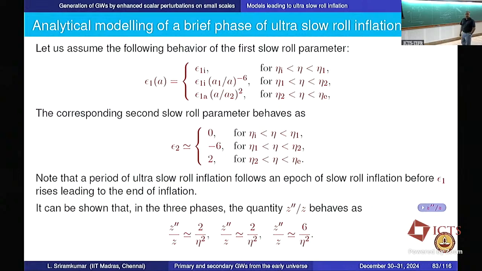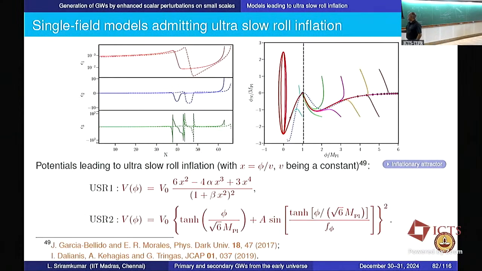And how do we calculate the power spectrum in such situations? It's not very difficult to do. There is a nice paper by Burns and others which helps us understand the shape of the power spectrum in such models which permit a period of ultra slow roll. I hope you understand what I'm talking about.